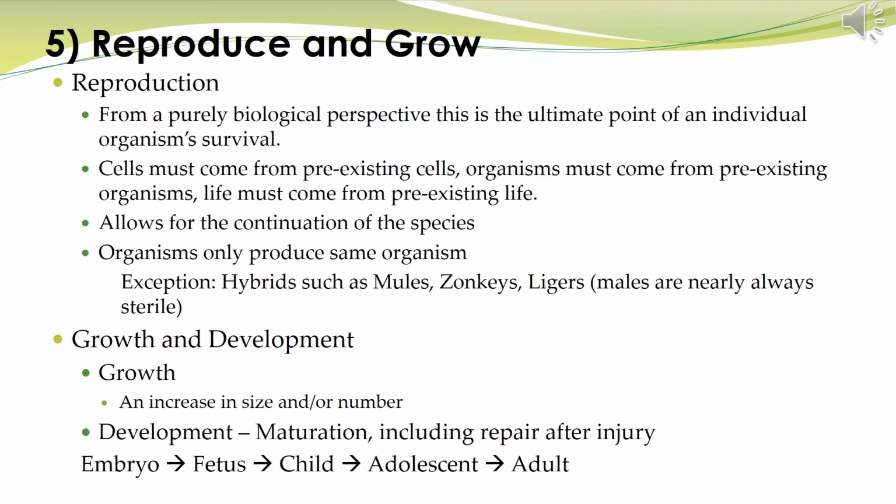And here below is a very basic display of development. This shows an embryo develops into a fetus, and this fetus will be born, and then we'll call it a child. Children grow into adolescence, and adolescents become adults.